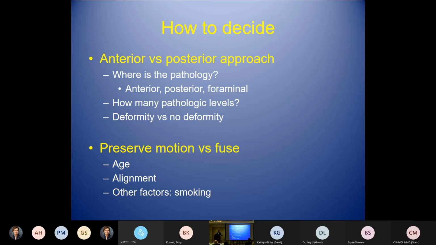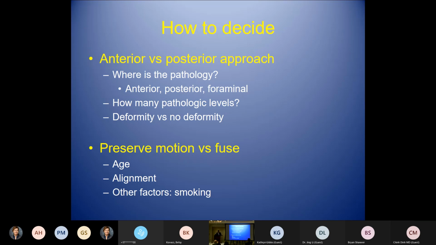Is the pathology, how many pathological levels are there? Is there a disc herniation at one level, or is the spinal cord compressed at 5 levels? And that makes a difference in terms of what we do, because certain techniques become much more favorable in a situation where there's more than 3 levels of stenosis, more than 3 levels of cord compression.